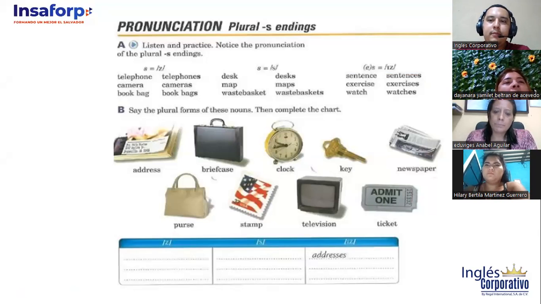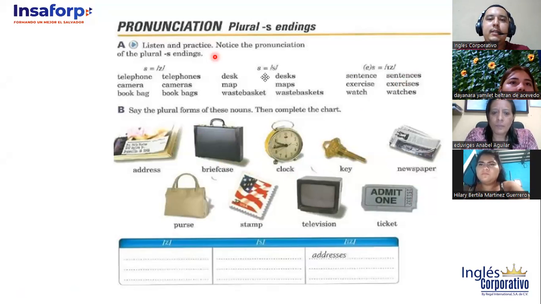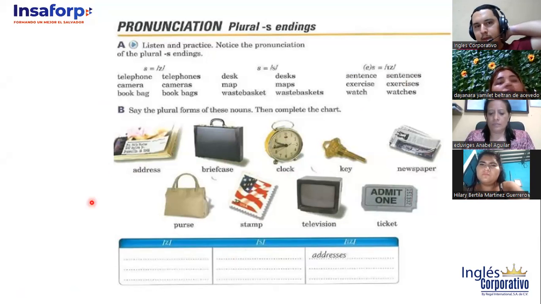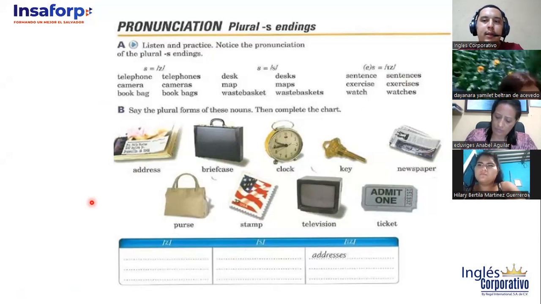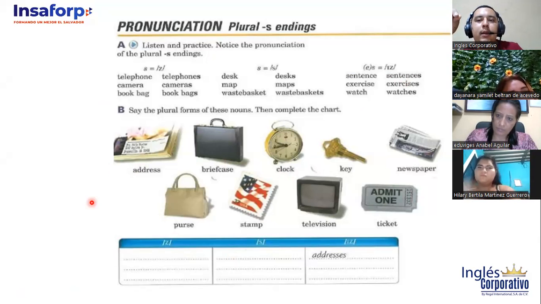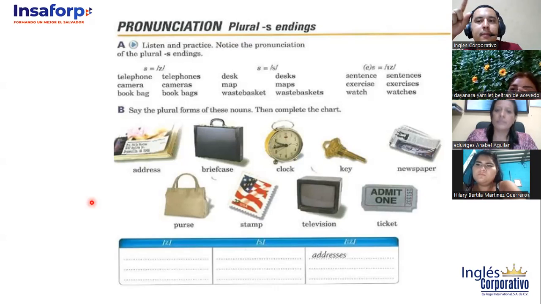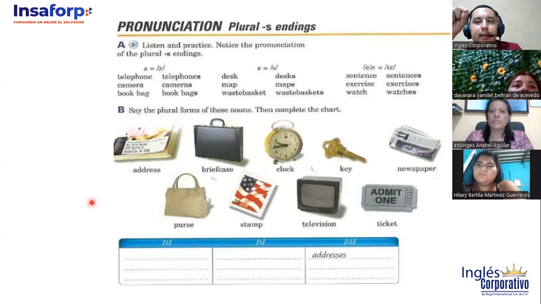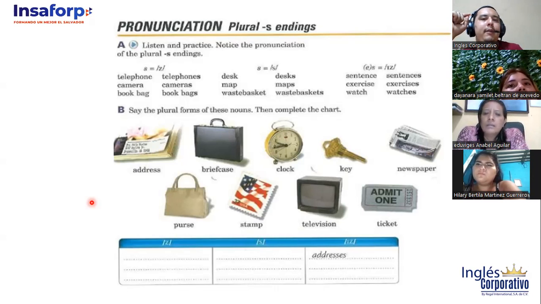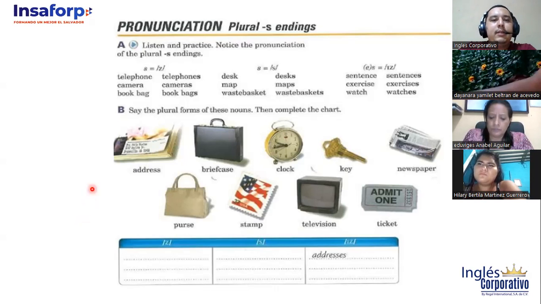Here we have a little bit more. Okay, guys, here we have pronunciation, plural endings. How can we know that we have a plural ending in S? When a word ends with the letter S, that means the word is plural. Words that have no S at the end are not plural. Here we have some examples: telephone, camera, book bag.